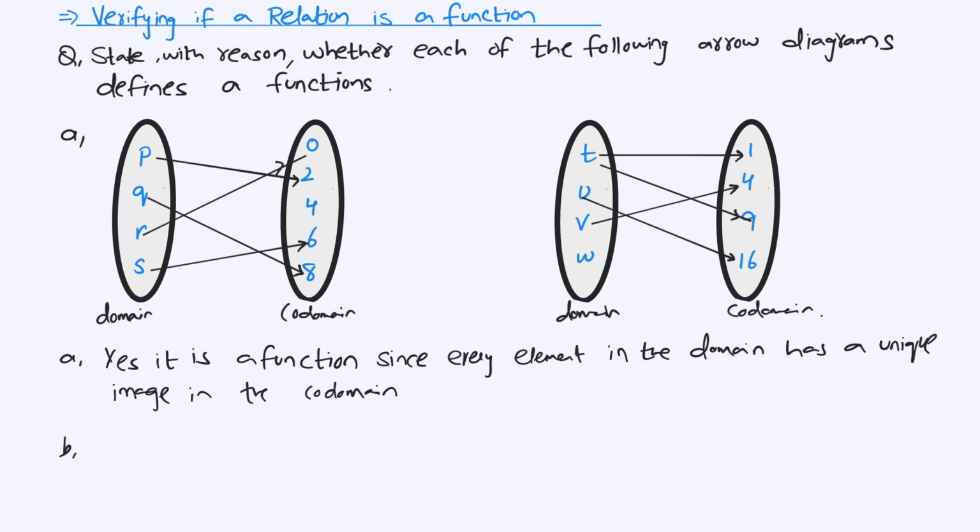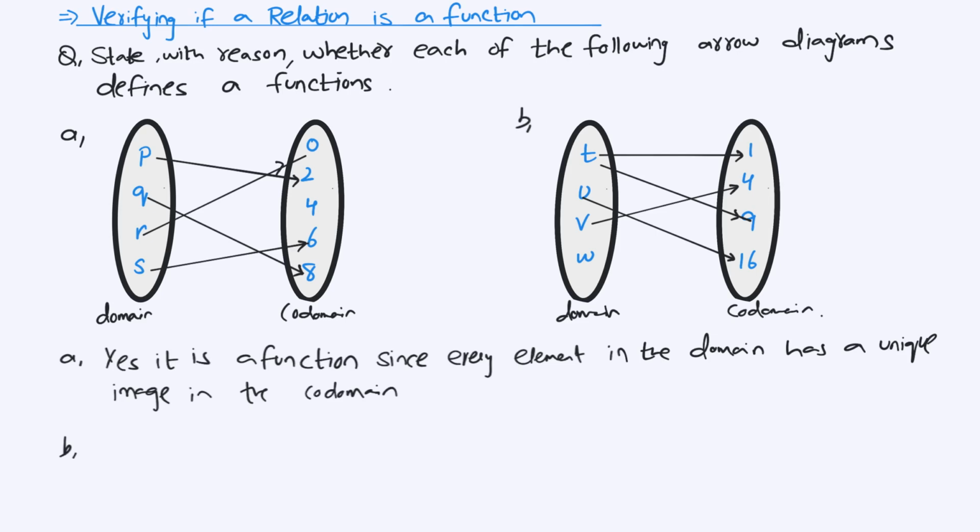Now let's check part B. In part B, the value of t has an image of 1 as well as 9. So we can see that the element in the domain does not have a unique image. So there isn't any unique image present. The value of u has an image of 16. The element v has an image of 4, and w doesn't have any image. Alright, so definitely it's a relation, but it cannot be called a function, as for a function every element in the domain must have a unique image in the codomain.